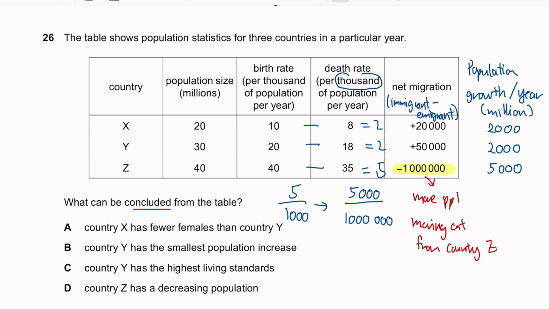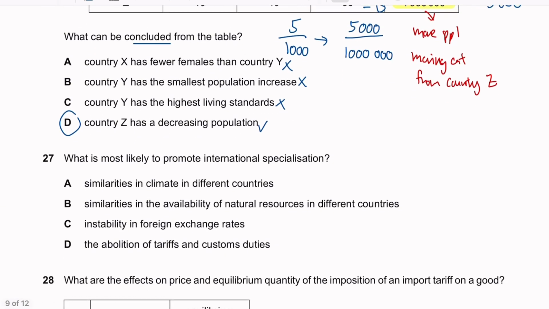Country X has fewer females than country Z. At country Y, no, we don't know that. Country Y has the smallest population increase. No. X and Y have similar population increase. Country Y has the highest living standards, we don't know. Country Z has a decreasing population, yes. Because we see that a lot of people are moving out from country Z. D is the answer.